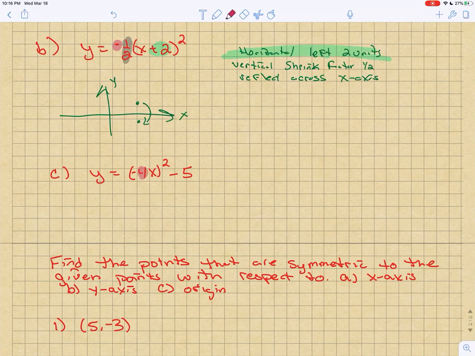All right, look at this. This has a lot going on. The 4, it's on the inside. That's horizontal. That's an a value, a is greater than 1. It's the opposite of what I want to think. It's not going to make it bigger. It's going to shrink. So horizontal shrink, factor 4. Right? Bizarro world.